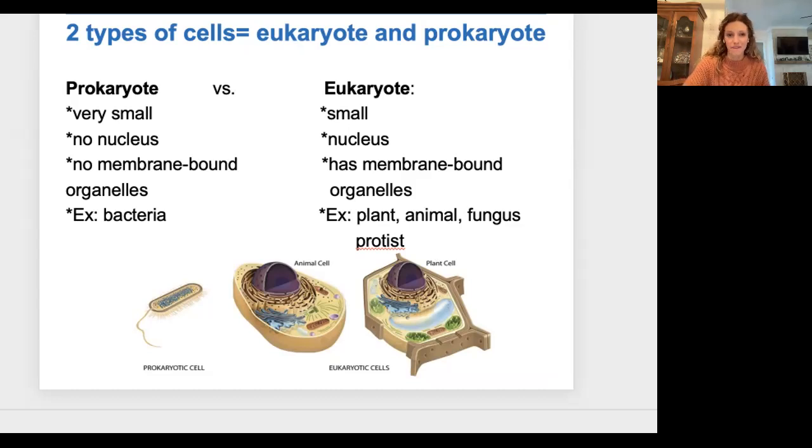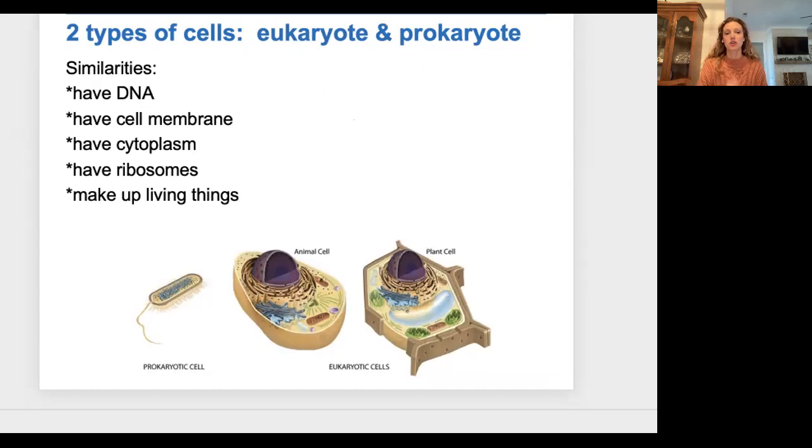Good news is we're almost done with notes. Okay, so two types of cells. Your last slide was your T chart where you have prokaryotes and eukaryotes on one side. Now this is going to be like your Venn diagram, the similarities in the middle. These are what eukaryotes and prokaryotes both have in common. They both have DNA. Prokaryotes is just a hot mess and it's free falling in there, where eukaryotes, it's compressed in a nucleus. They both have a cell membrane. They both have cytoplasm. They both have ribosomes, and they both make up living things.